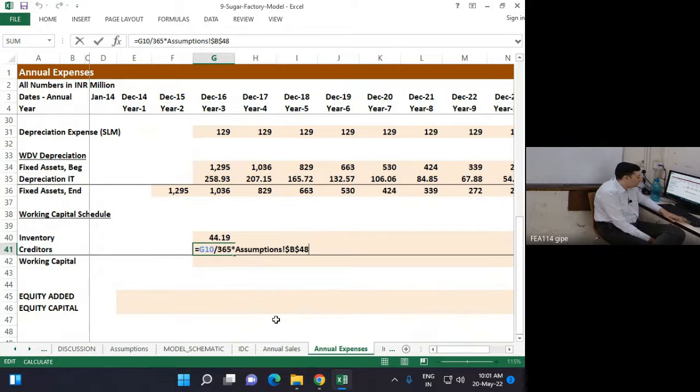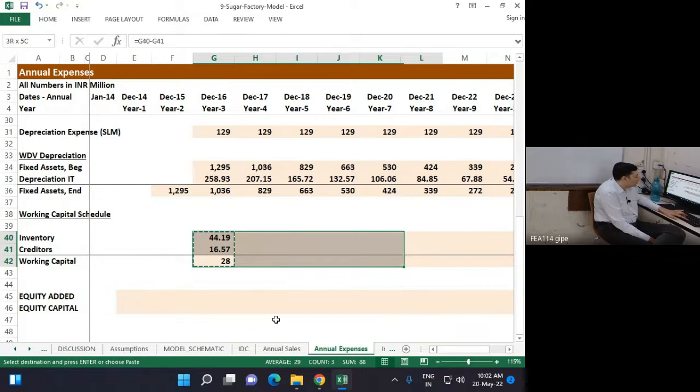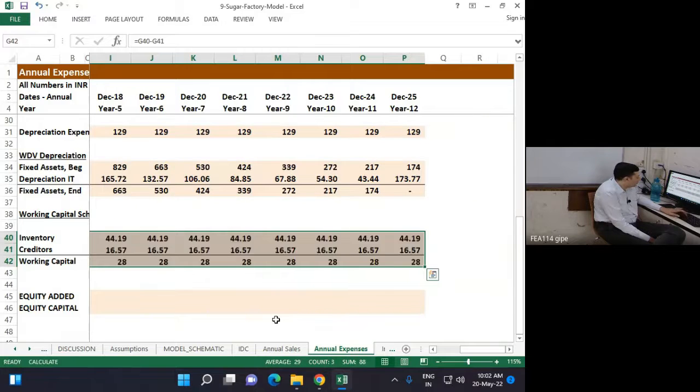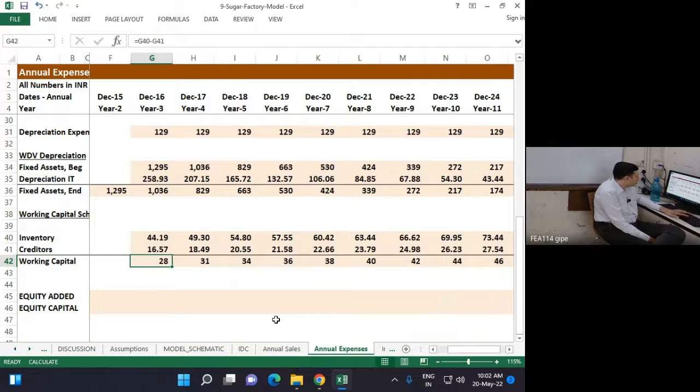So inventory of 44 million, that's my money block, and 16 million of creditors, that's my current liability. It will be funding some of my inventory requirements. So my net money block will be the difference of current assets and current liability, which is my working capital, 28 million. Increases to around 48 million by the last.